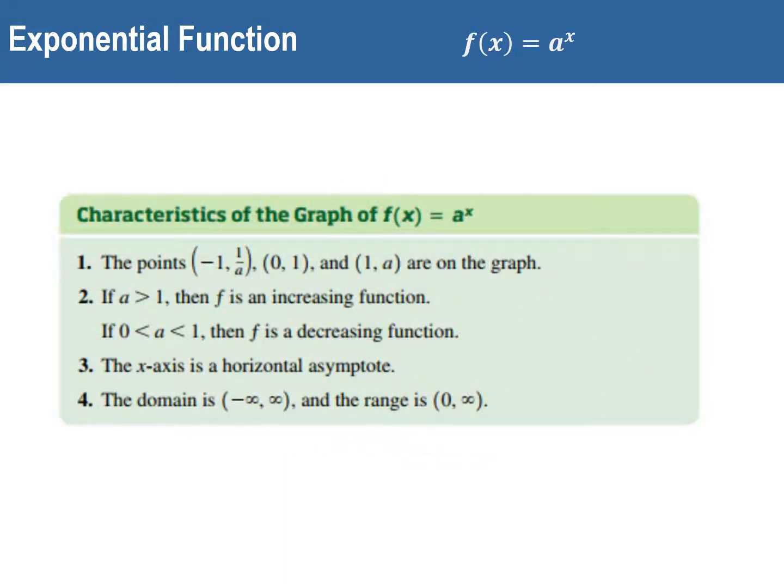Now, characteristics. We've already gone over these. The points (-1, 1/a), (0, 1), and (1, a) are on the graph. If a is greater than 1, it's increasing. If a is between 0 and 1, it's decreasing. It always has a horizontal asymptote of y equals 0. The domain is all reals, and the range is from 0 to infinity.